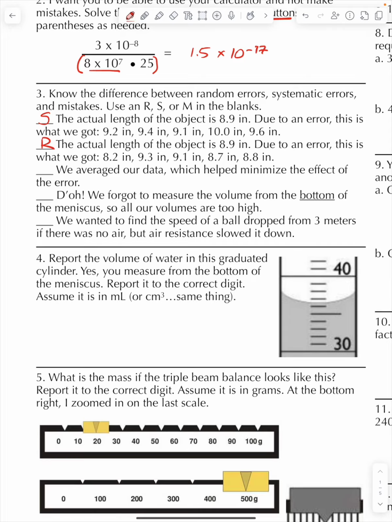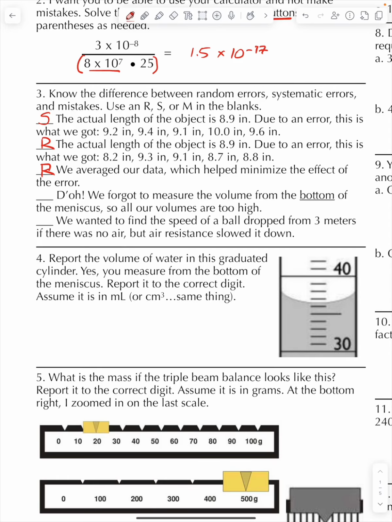We averaged our data, which helped minimize the effect of the error. That's the thing I mentioned a little bit earlier that I'd get to. Because random errors cause about half the people to get a value that's too small and about half to get a value that's too big, if you pooled the data and shared your data and averaged it, it tends to cancel out each other. So it helps to lower the overall error. So this tells me this is a random error. Because systematic errors cause everybody to miss in the same direction, if you averaged the values that you get with the systematic error, it's still going to be too big, right?